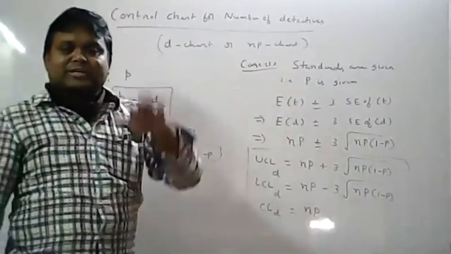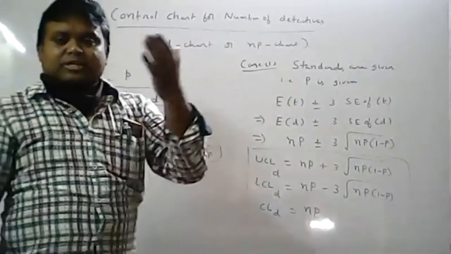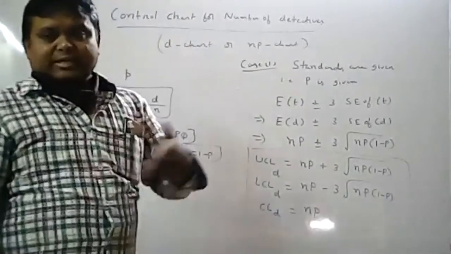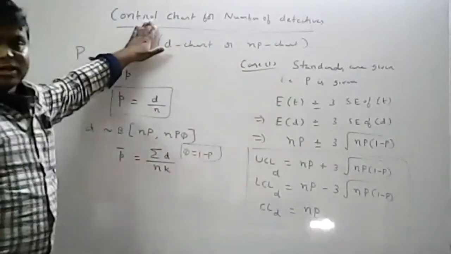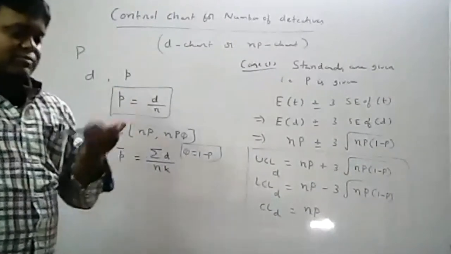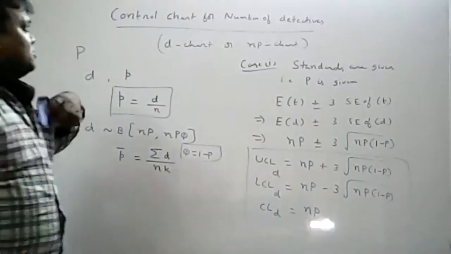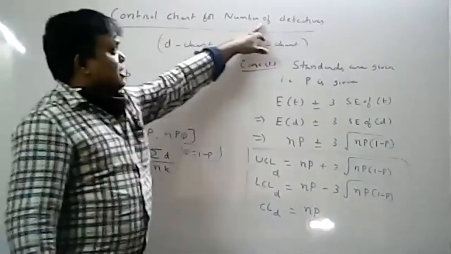Already P chart for fixed n we have discussed. I have told in place of n, if you substitute ni, then automatically we will get P chart for varying n procedure. The same way, first we will construct control chart for number of defectives. If you understood number of defectives, then automatically you can understand varying n also. So this is control chart for number of defectives.